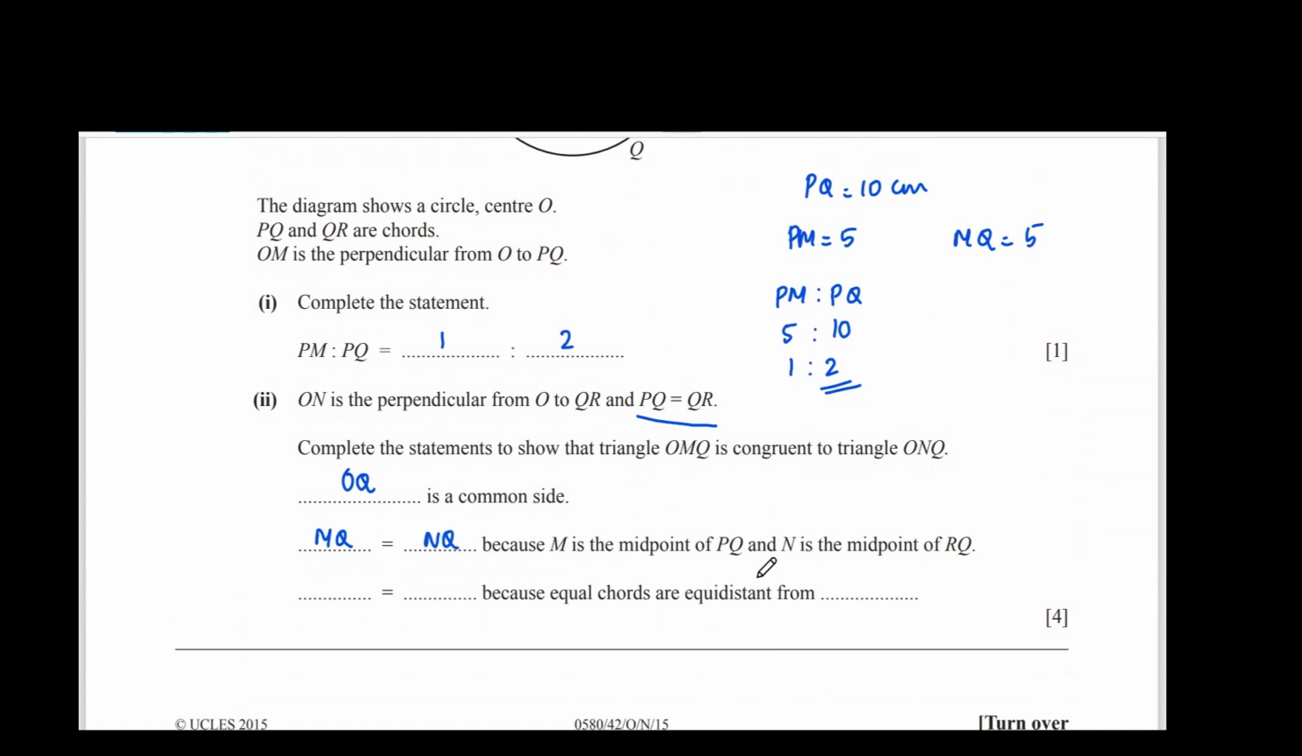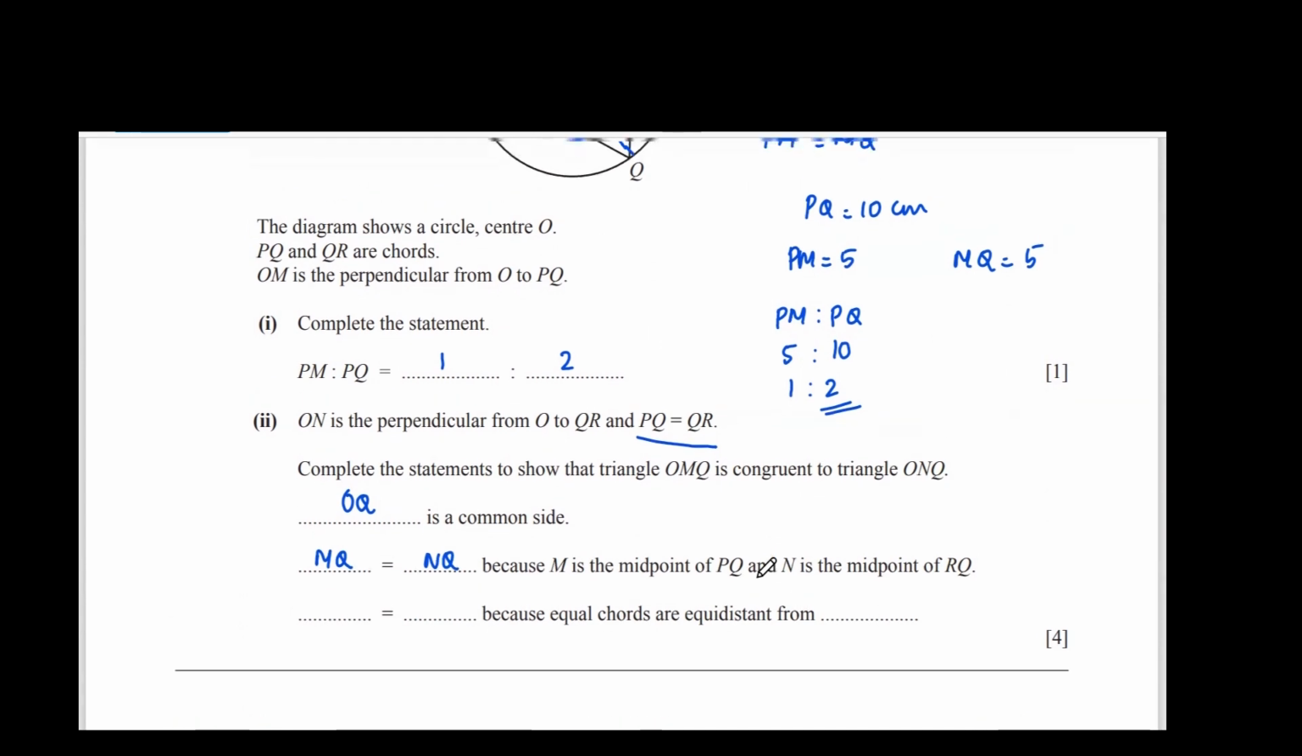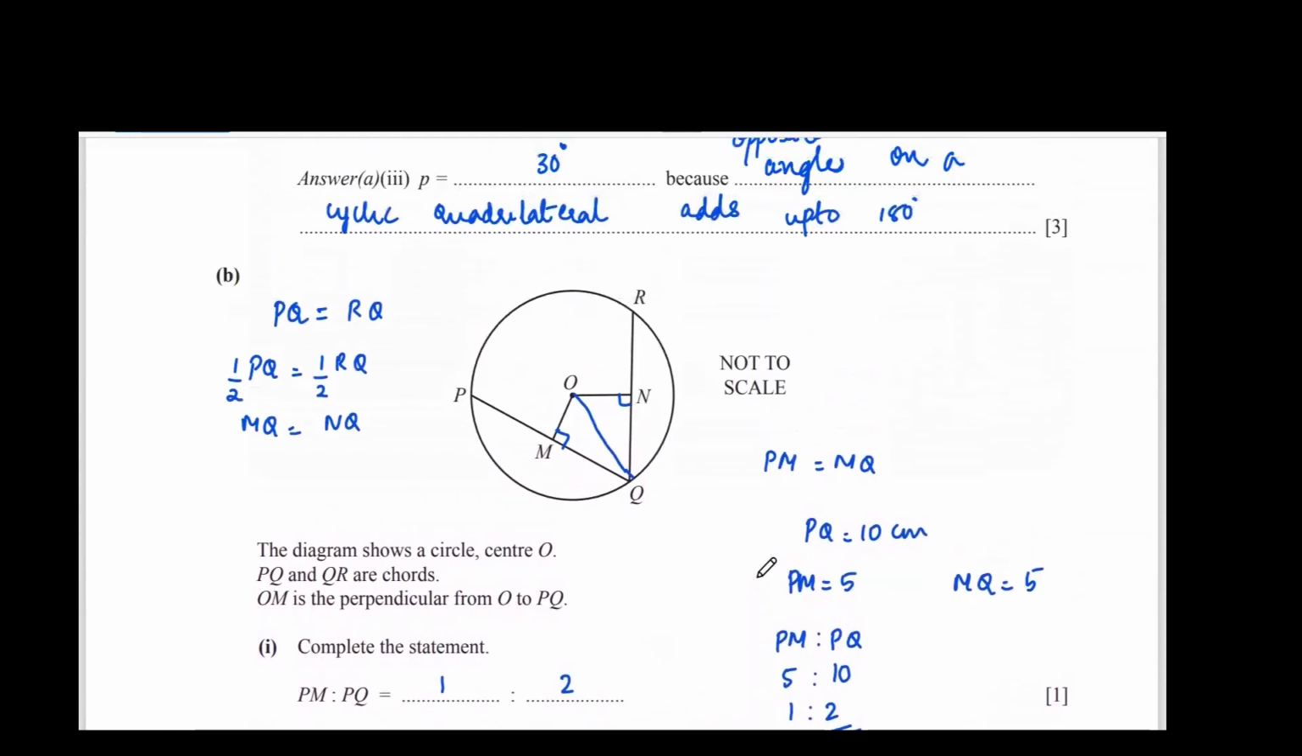Dash is equal to dash because equal chords are equidistant from the center. So you need to know this circle theorem if you want to solve this question, the last part. We have a circle, the center is over here. Let us say we have two chords, so this chord, let's say AB, and let me draw another chord here. Let's say this chord is CD.